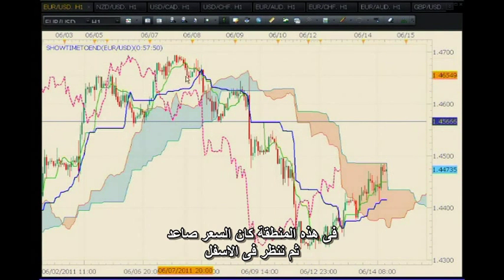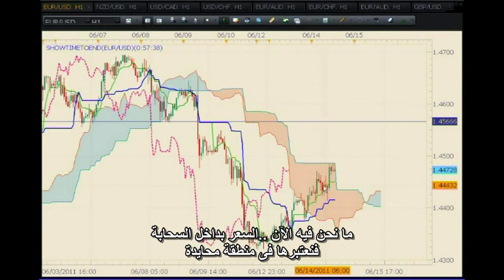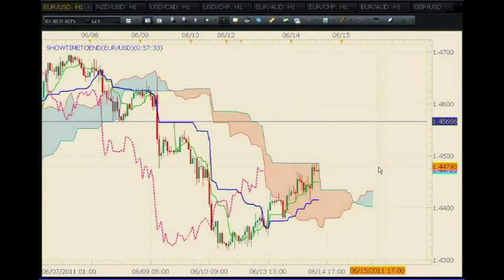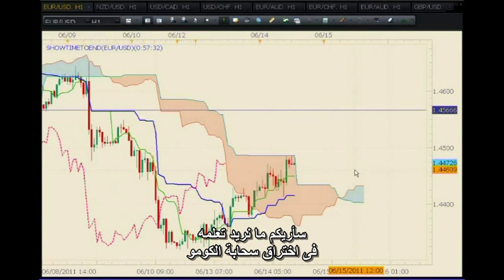Right in this area this was bullish. Now we go back down here and this is bearish. But now where we are, we're in the cloud, so we're considered neutral. I'm going to show you how we want to start learning to trade this Kumo breakout.